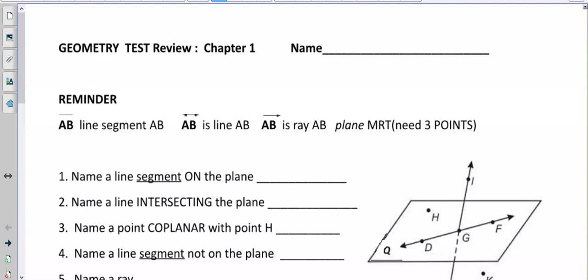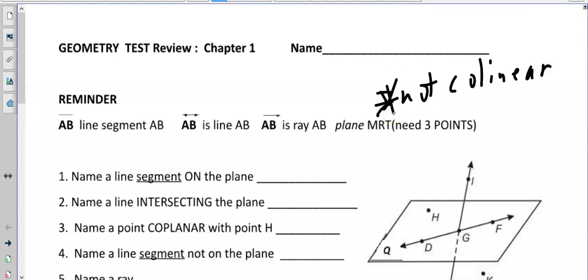And remember, when you're naming a plane, unless there's a capital letter without a dot, a point, then you must use 3 points, and you must say the word plane, plane MRT. And remember, they cannot be collinear. Okay? So the only restriction here is these cannot be collinear. Very important.